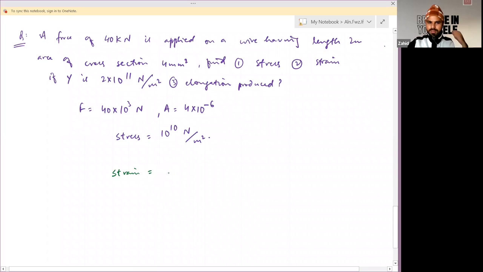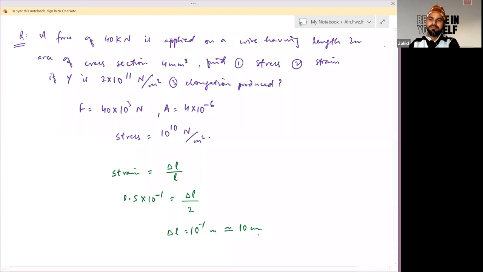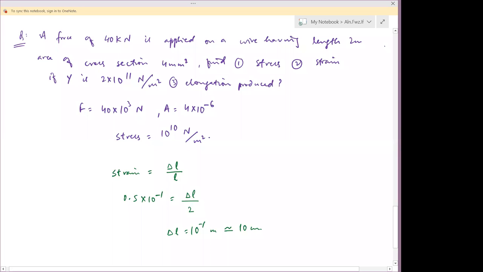As strain equals to delta L divided by L, so you have calculated a strain as 0.5 into 10 to the power minus 1. Delta L divided by L, which is 2 meters. So move this 2 to the other side. So it will be 10 to the power minus 1 meter, or just 10 centimeter. Is it clear, Ifra? Yes, sir. Okay.